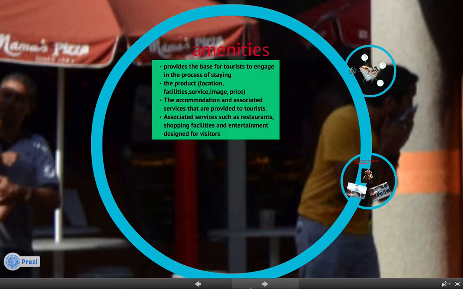just the classification of a destination is that with amenities, this is where the guest or tourist is based, and this is where all of the activities that he or she will undertake while on their holiday, this is where it all starts. So the accommodation and associated services that are provided to tourists form part of the amenities. So not only accommodation, then you have your restaurants, you have shopping facilities, and forms of entertainment.